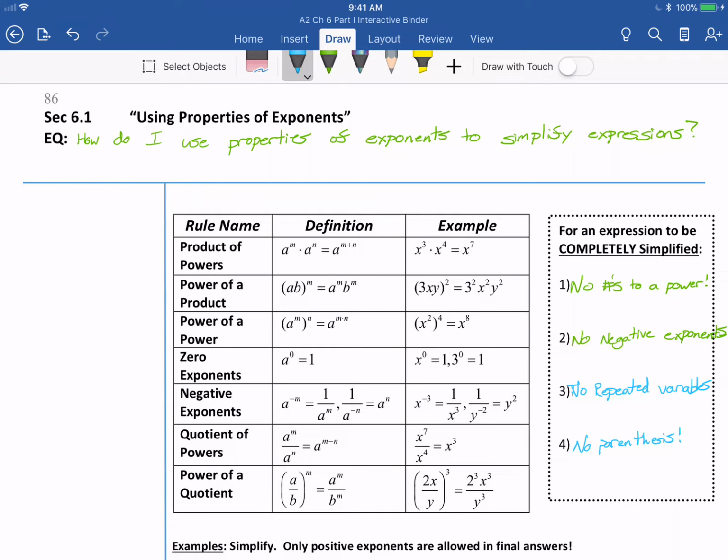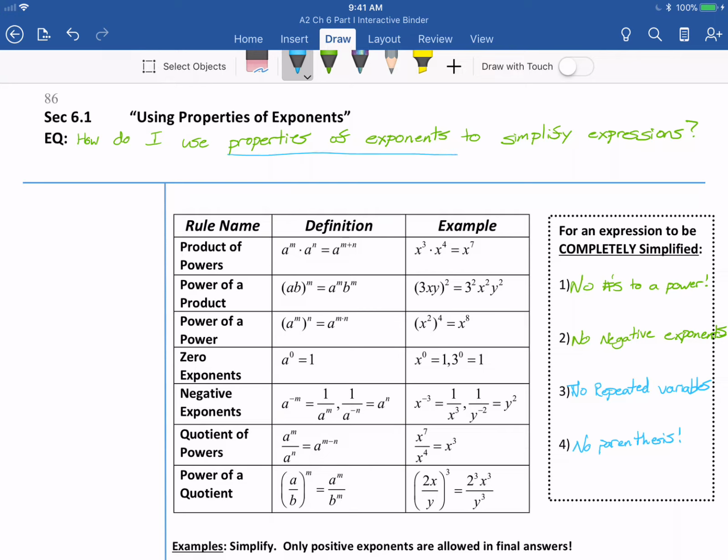We're going to break this one into two sections again, 6.1 through 6.4, and then 6.5 through 6.8 is going to be the second part. So 6.1 is using exponent properties. My essential question here is, how do I use properties of exponents to simplify expressions?